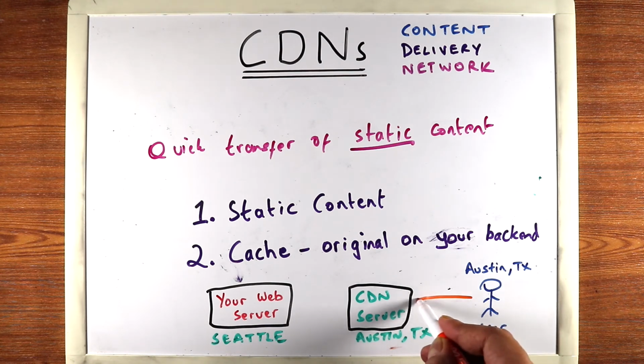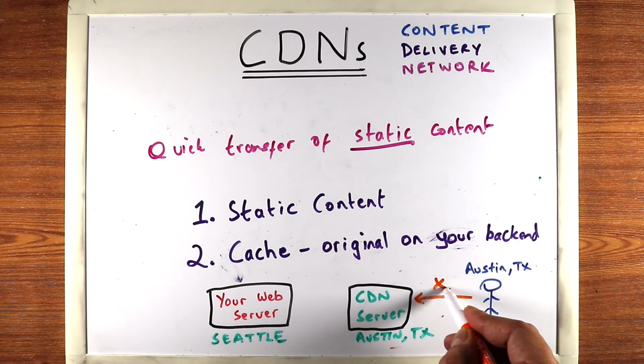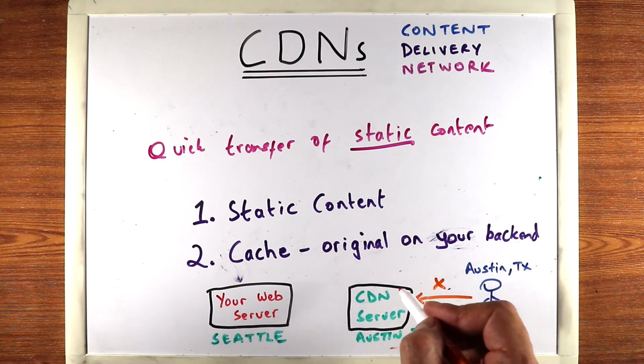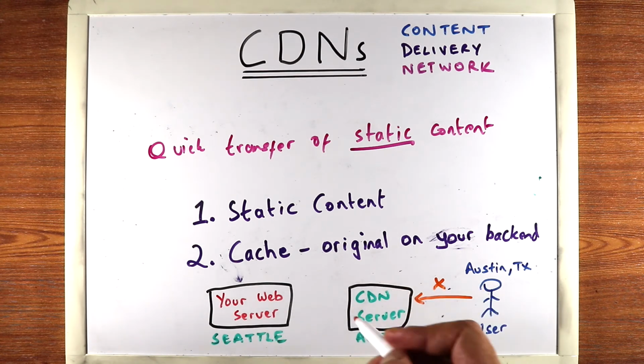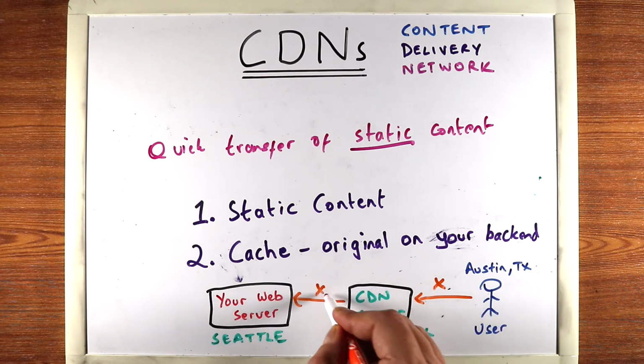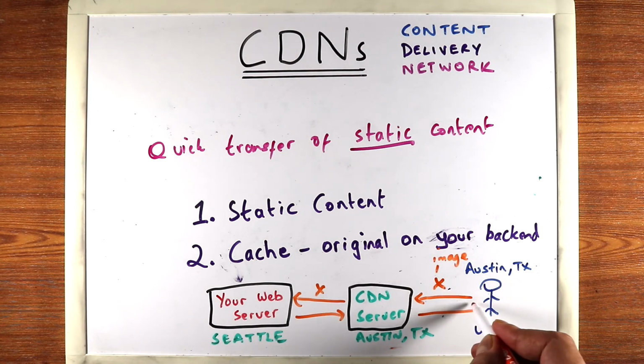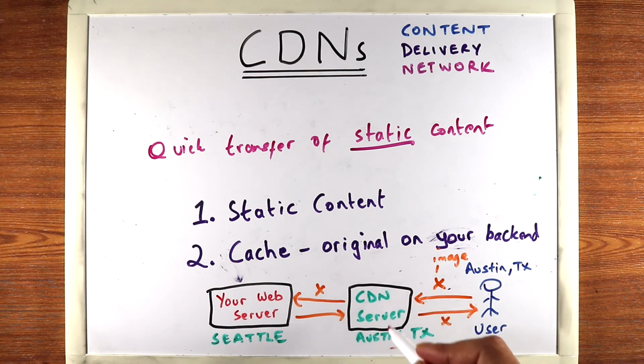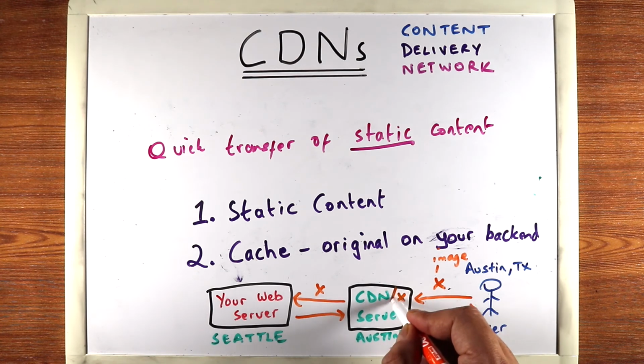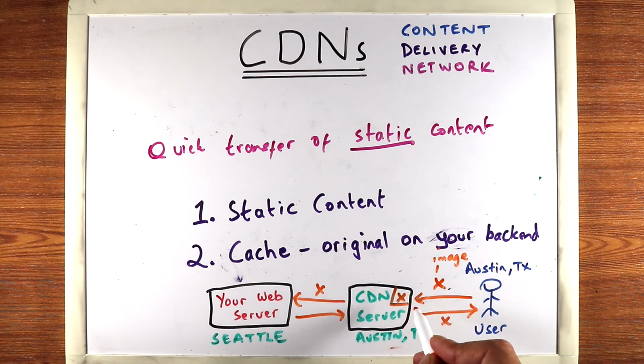So let's say the user requests image X, right? And the CDN server currently does not have X cached. So it will then ask the web server for X. The web server will return X here. Let's say X is an image. And the CDN server will return X to the user, but it will now cache it. So any subsequent requests to the CDN server will be served from the server itself.